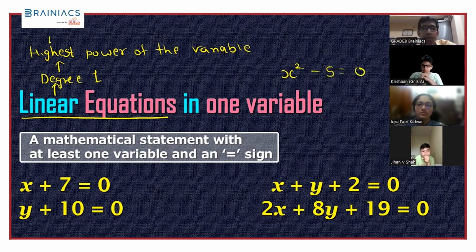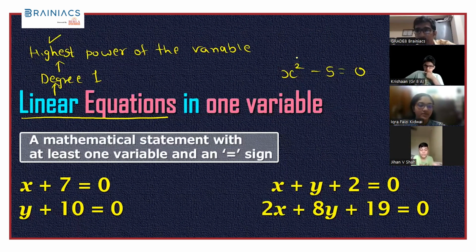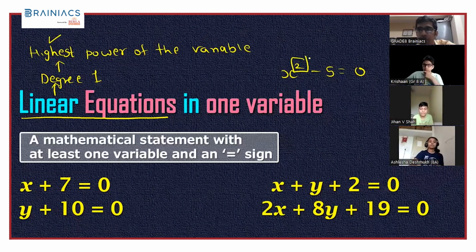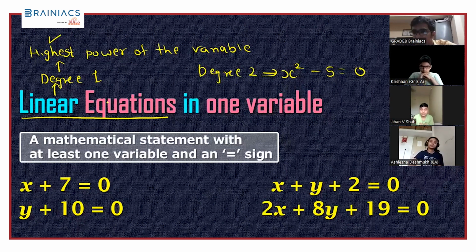Check the highest power of the variable. Which is the highest power of the variable? It is 2. Everybody is understanding. The highest power of the variable is 2. So the degree of the equation is 2. This is an equation whose degree is 2. Everybody understood? Okay.